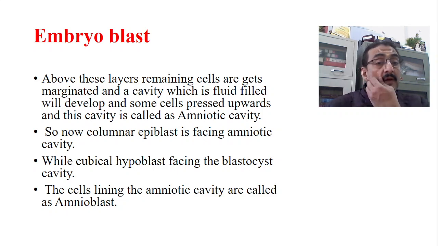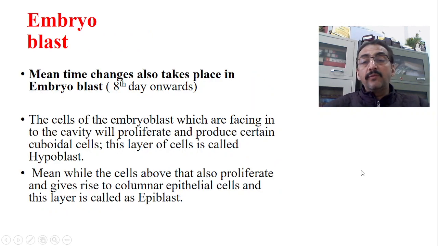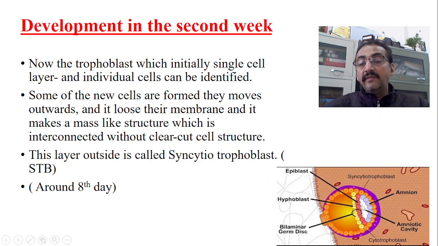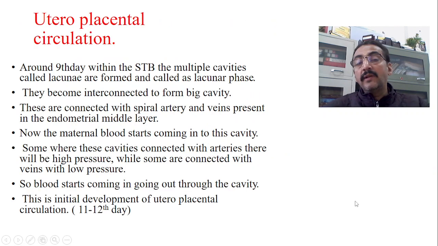The remaining cells above these layers get marginated, and a cavity which is filled with fluid develops, and these cells are pressed upwards. This cavity is called the amniotic cavity. Okay, this is epiblast, and this is hypoblast, and this is how the cavity is formed. The cells which are lining the sides of this amniotic cavity are called amnion cells. Okay, so they are called amnion.